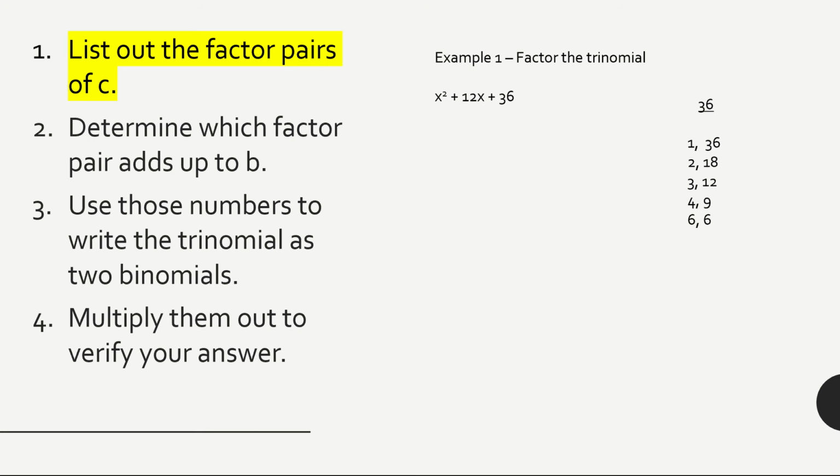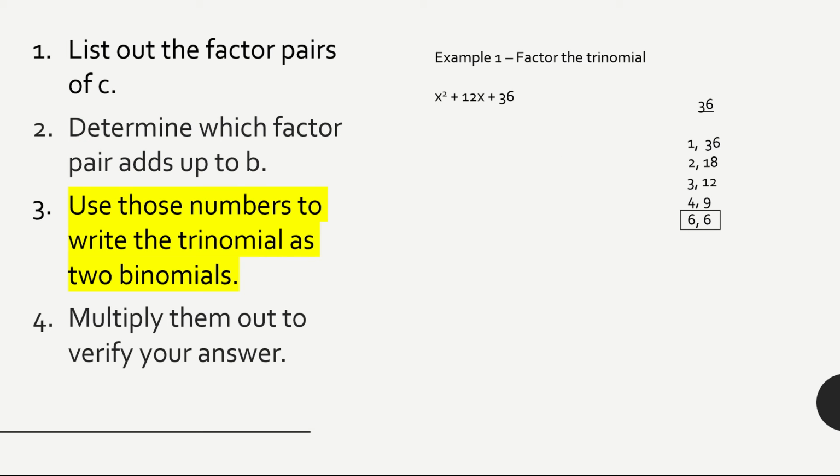Then what we're going to do is determine which factor pair adds up to b, adds up to the middle term. So that's how b comes into play. So in this case, b is 12, and the factor pair that adds up to 12 is going to be this one, 6 and 6, because 6 plus 6 actually adds up to 12, okay? So that's going to be the factor pair that adds up to the middle term. Then we're going to do this step.